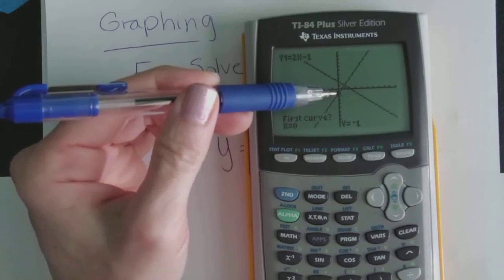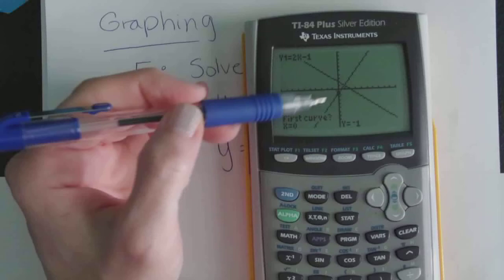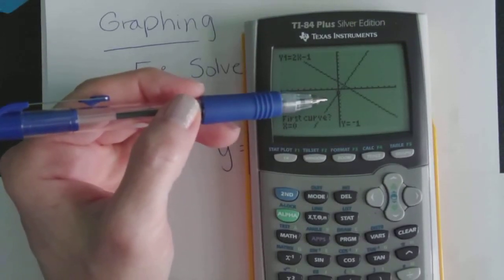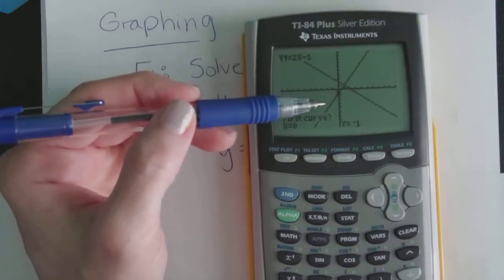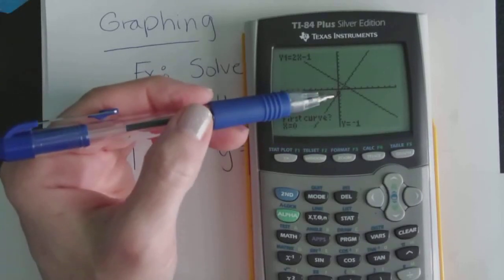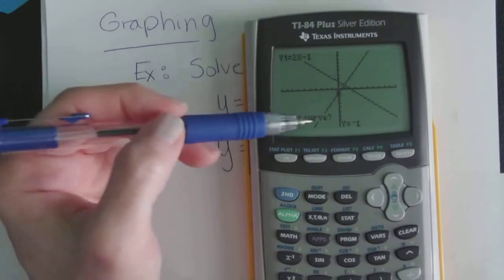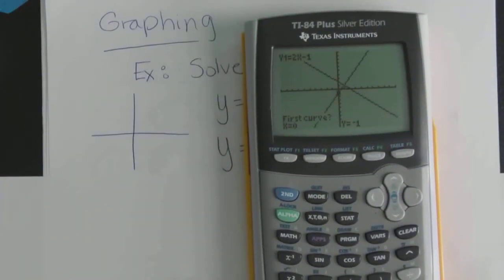So this says first curve, question mark. Now, if you look, the cursor is blinking on the first line that was graphed. So it's sort of like when you do online shopping and you're at your confirmation screen, like, are you sure you want to buy this item? Are you sure it's the right color and the right size? This is like saying, is this your first graph? Is this the one you're talking about? And the answer to that is yes.